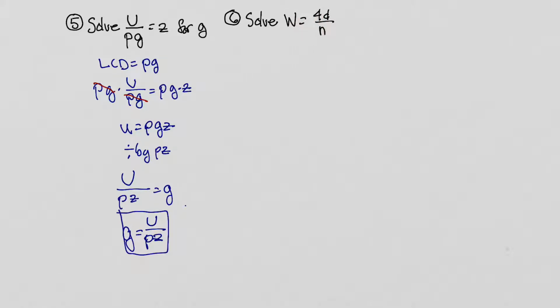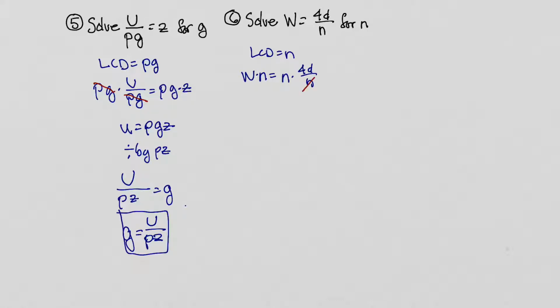So let's solve W equals 4D over N. Let's solve this for N. So our LCD here is N. So we're going to do what we always do. Write that LCD alongside each term. I'm going to write it here. I'm going to write it here. We will get W times N equals N times 4D over N.